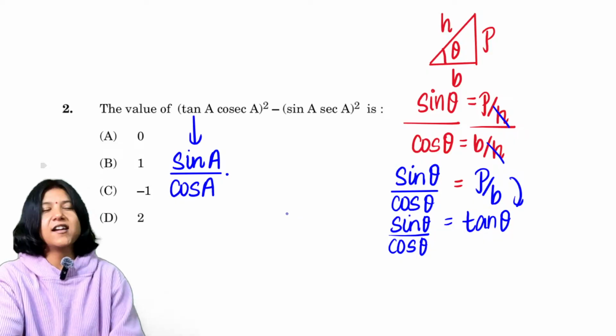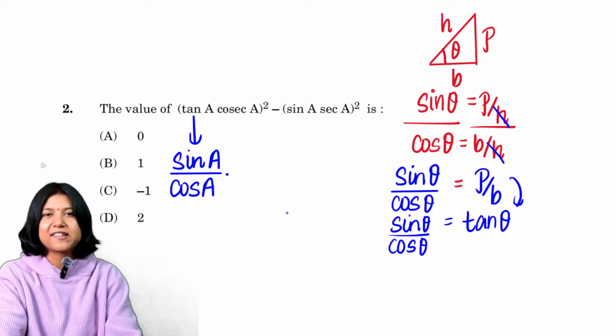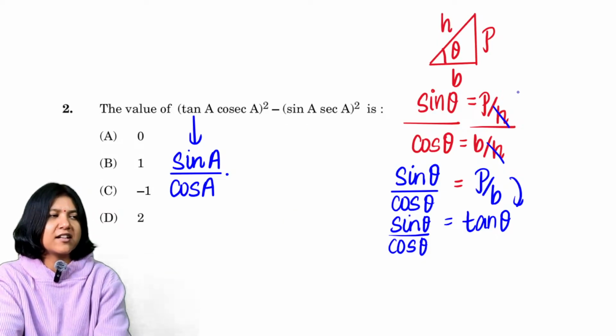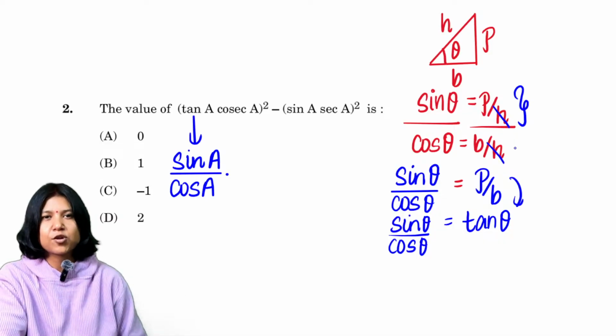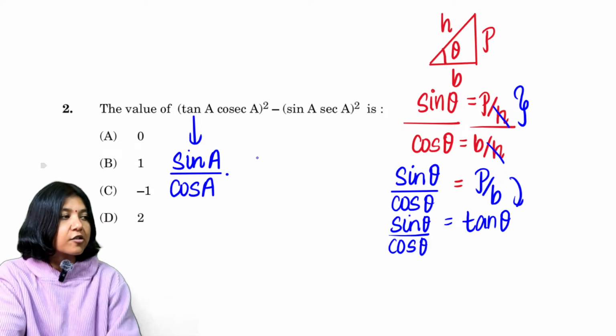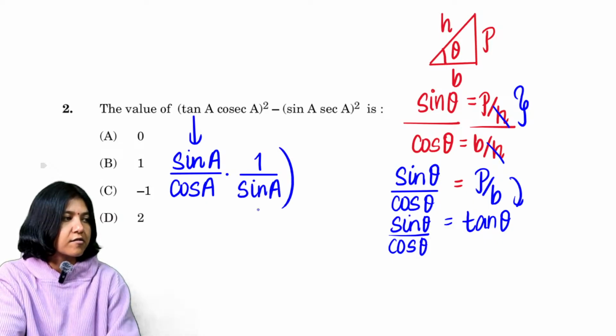So instead of tan theta, I'm going to write sine A. Now here theta is A, so I'll write A. Sine A upon cos A. Now cosec is just the reciprocal of sine, right? When I take the ratio of hypotenuse to perpendicular, that becomes the reciprocal of sine. We just have a name for that, which is cosec. So cosec is just 1 by sine A. It's inside a whole square.